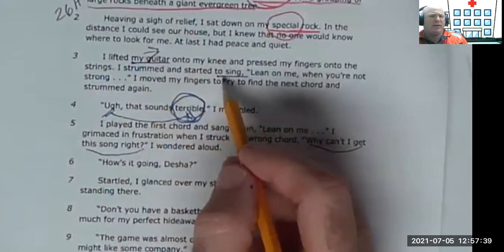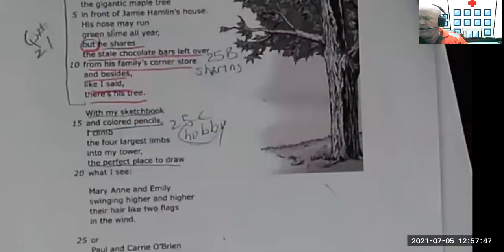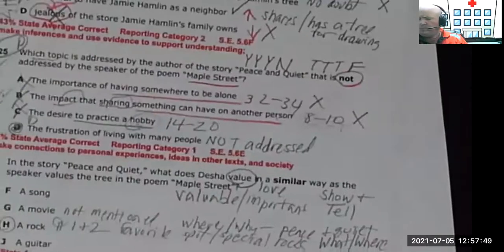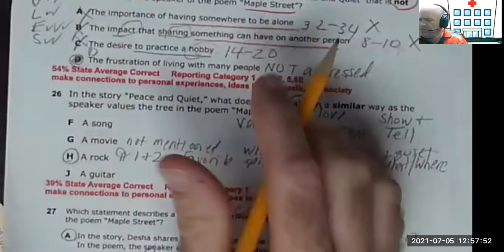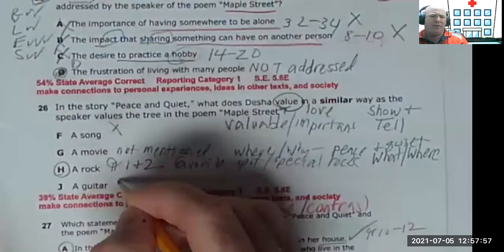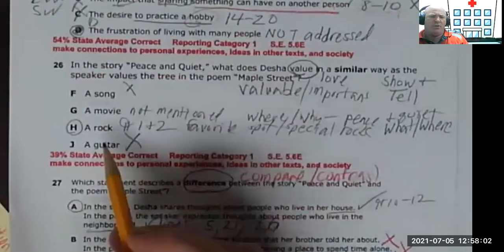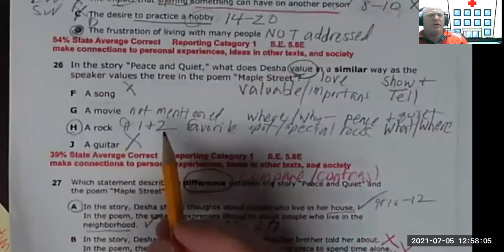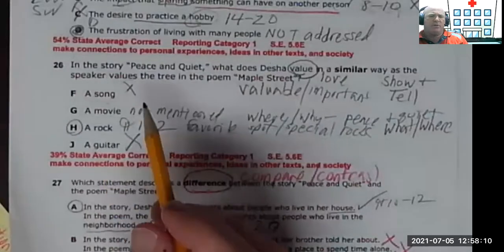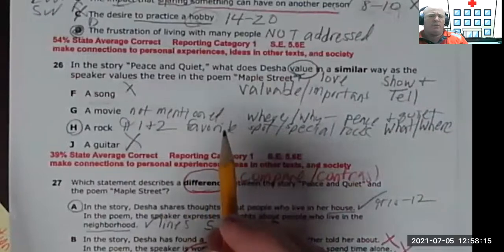So started to sing. Does it say my favorite song? No. So nothing is mentioned about the value of the song or the value of the rock, and a movie is not even mentioned in the entire passage. So I've got to show you that in paragraphs 1 and 2, a rock is valued by Daisha in paragraphs 1 and 2.